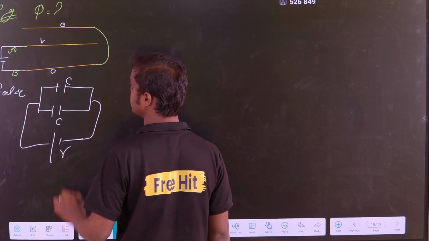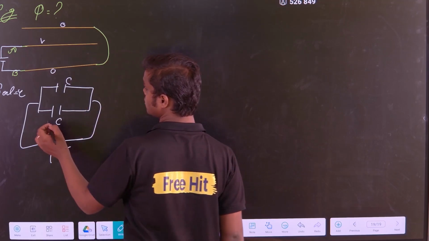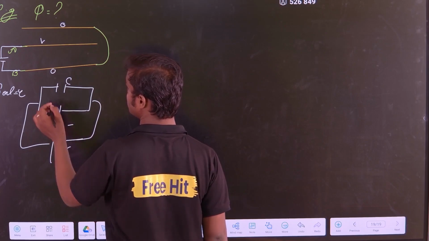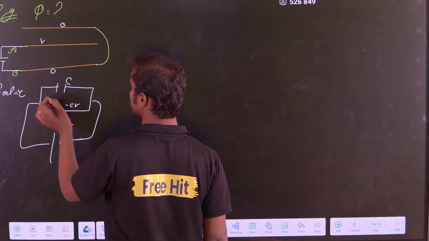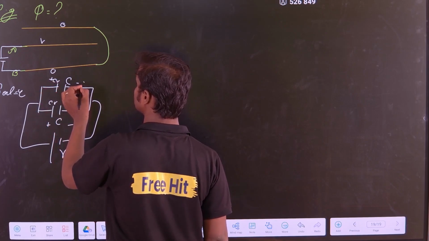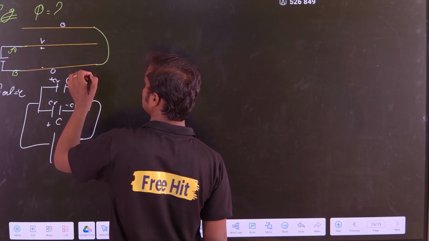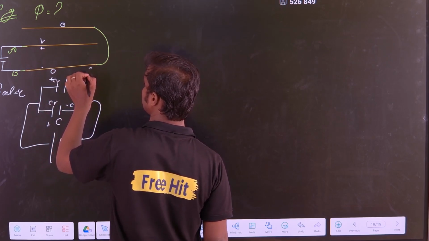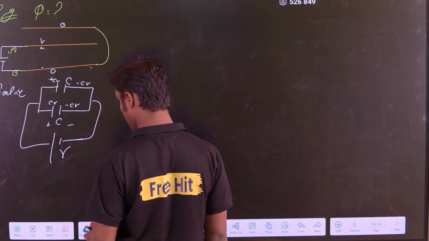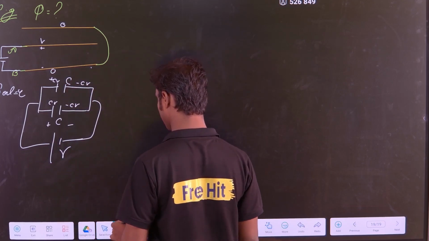This potential will be V. So what is the charge on this? The potential will be V, and the charge will be, this will be plus CV, this will be minus CV. Similarly, this will be plus CV, this will be minus CV. Now you can see here what the charge on this surface will be. Let me write the charge with some other color, otherwise you will be confused.